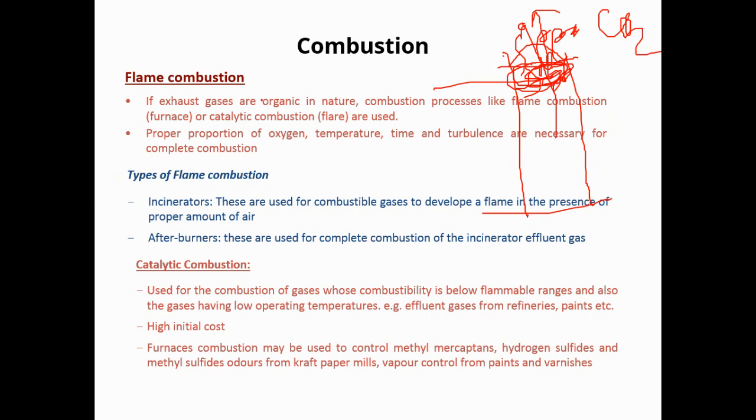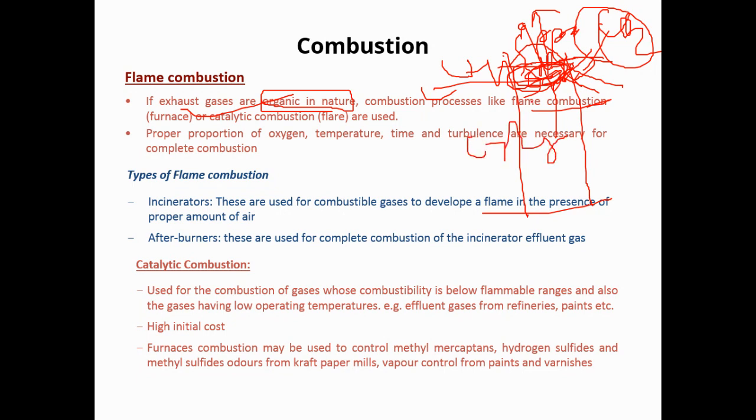The exhaust gas is organic in nature. If it is organic in nature, then combustion like flare combustion or furnace catalytic combustion is used. That means at the top of the stack, you just burn out those gases and release only carbon dioxide. If there is CH4 or C2H5, meaning some hydrocarbons are present, that can be burned out, but sulfur dioxide and nitrogen dioxide cannot be controlled.